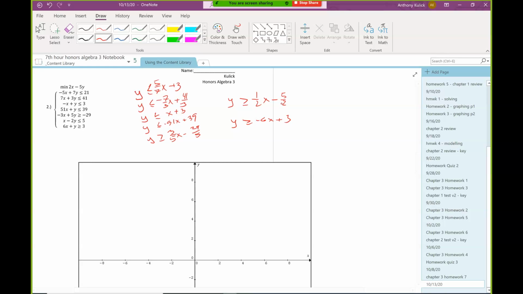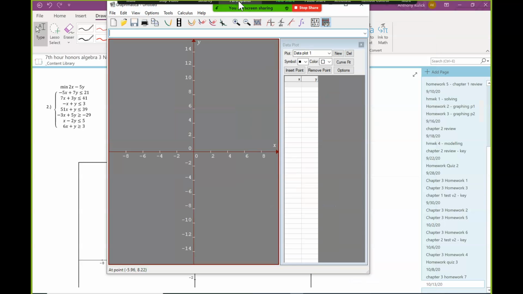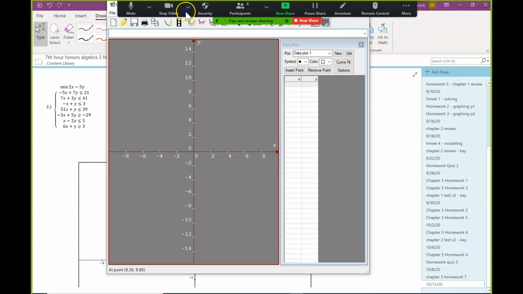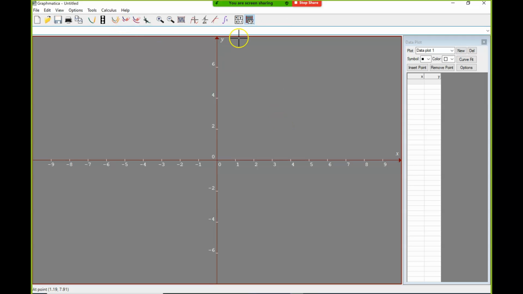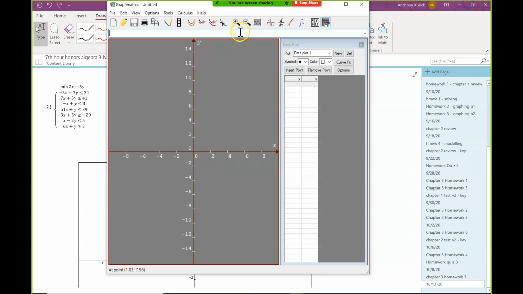Everybody okay with what we've written down there? So I just rearranged some stuff, and I would graph these. In the interest of time, I'm going to use the computer to do my graphing for me. I need to be able to see these.